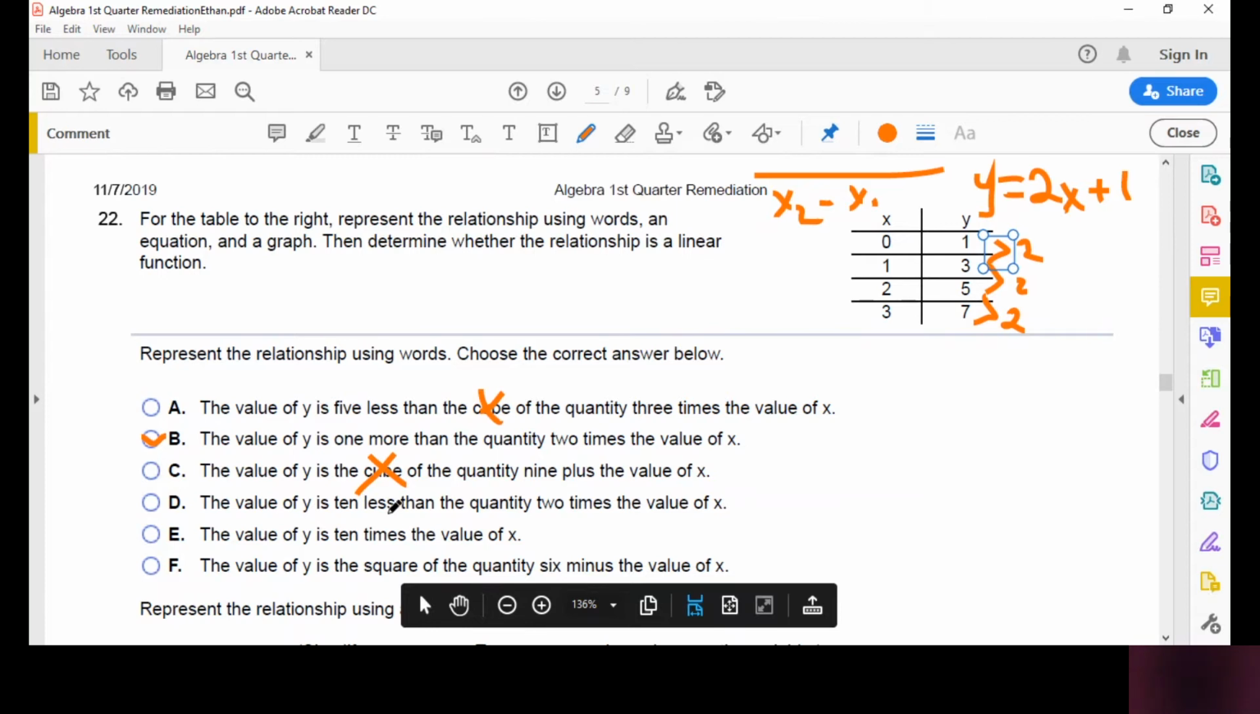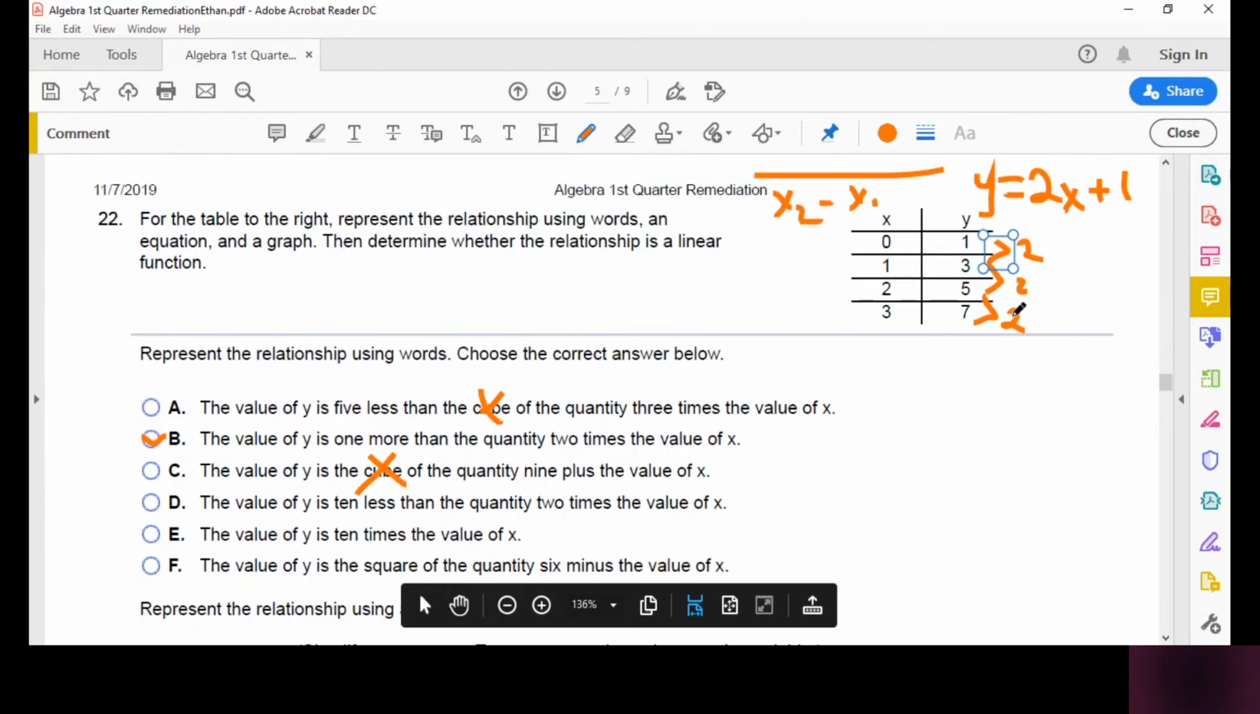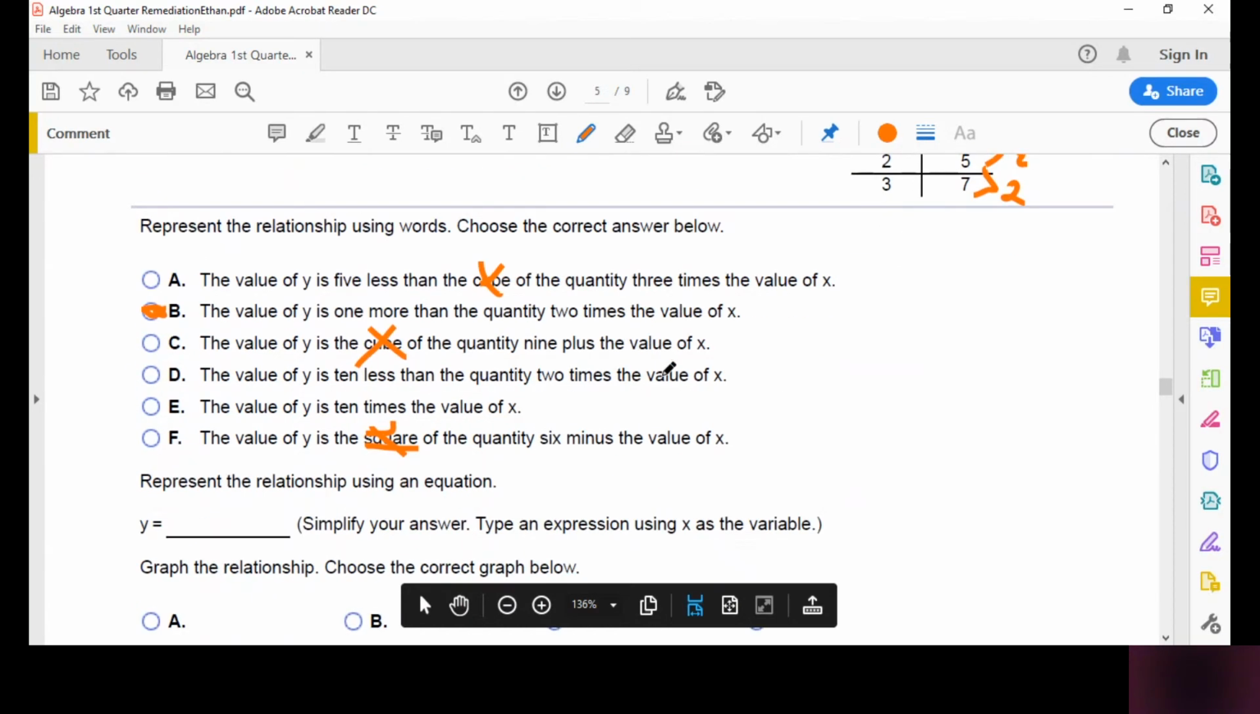The value of y is 10 less than. We're not subtracting anything in here. The value of y is 10 times. No, we said the slope was 2 times. And here's again, the value of y is the square. This is not a square. So yeah, our first feeling right here matched our equation.